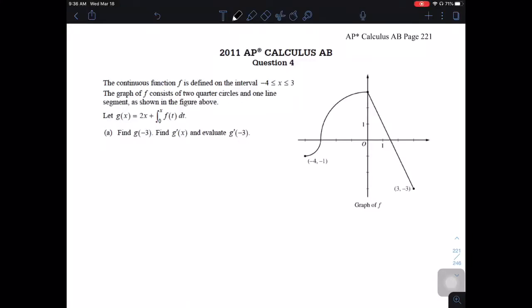This is AP Calculus AB. This question was released from the 2011 AP test. This is question number 4. Continuous function f is defined on the interval that we can see here from -4 to 3 inclusive. The graph of f consists of 2 quarter circles and 1 line segment as shown in the figure.